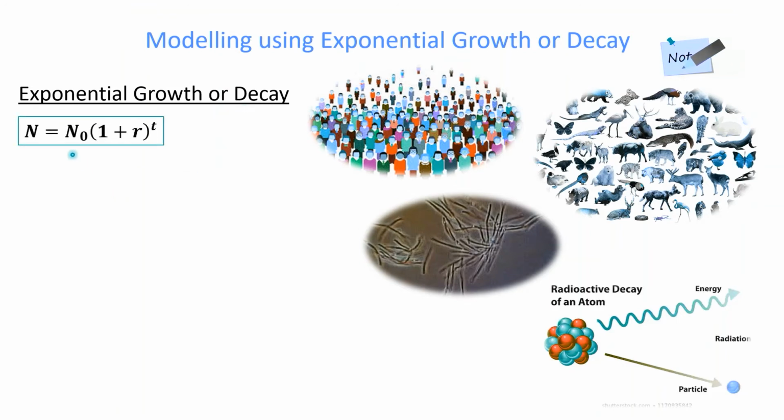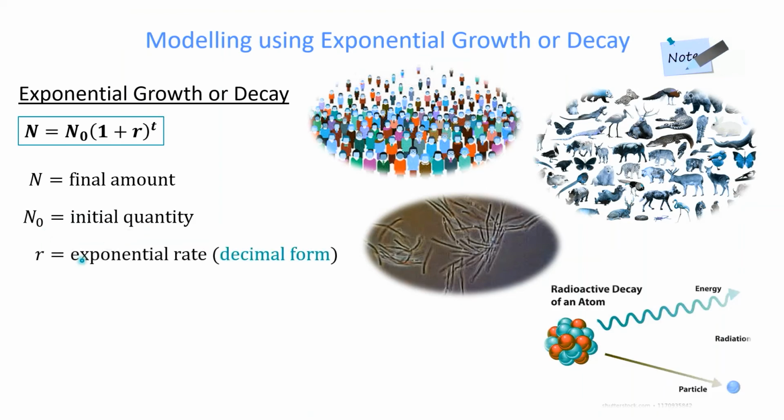So we have this formula here where N stands for the final amount, so this could be the final population size. N sub 0 is the initial quantity, so this could be the starting population. R is the exponential rate, which has to be in decimal form. And T is the time element. Now it's usually in years. However, it's more appropriate for organisms such as bacteria to have it in seconds or microseconds.